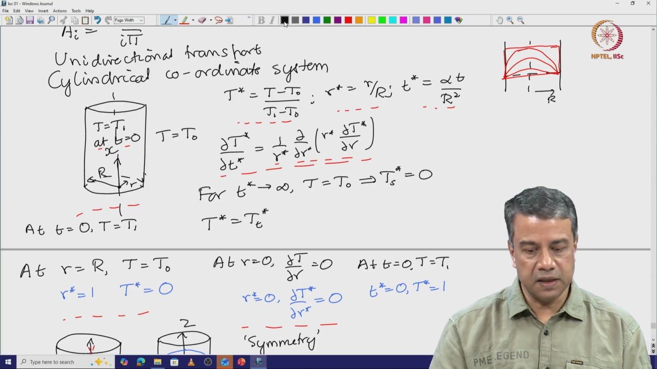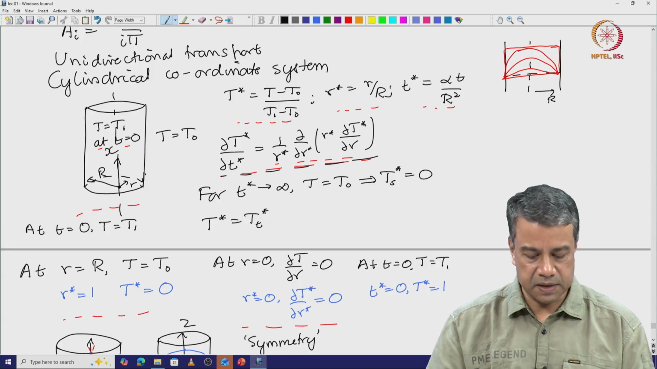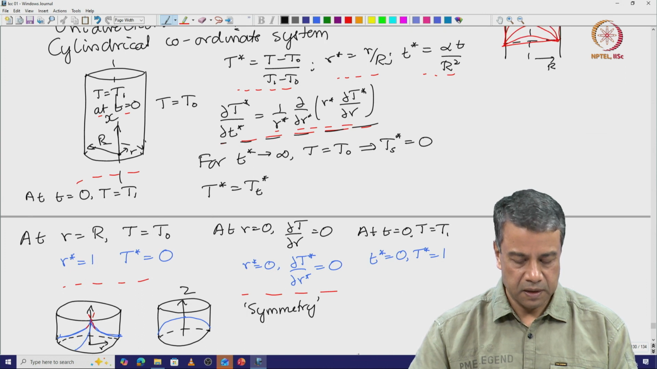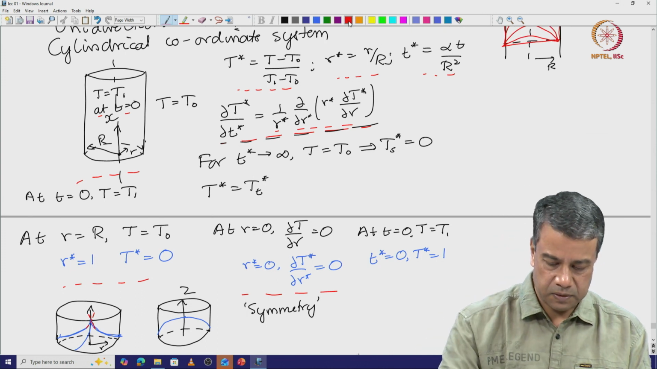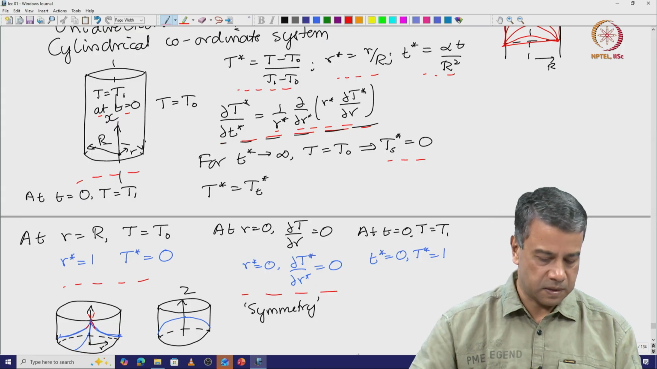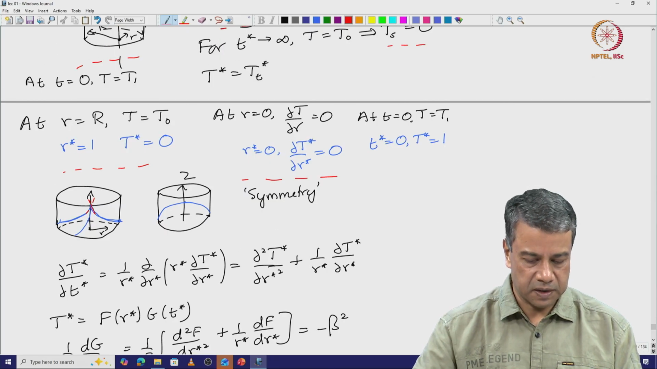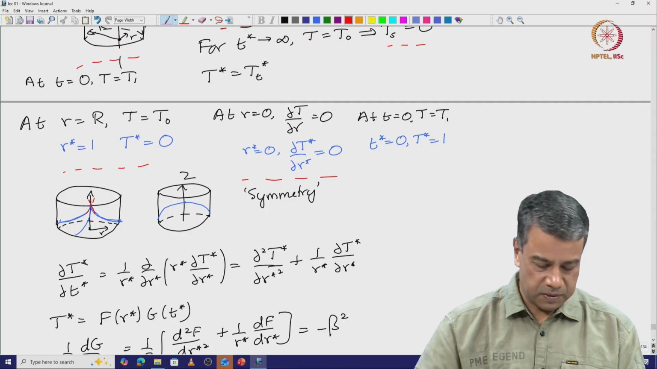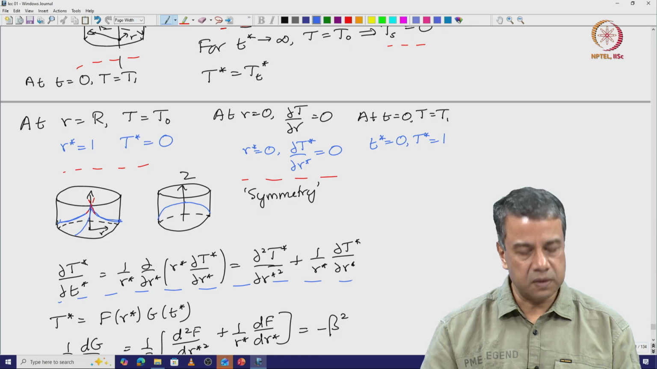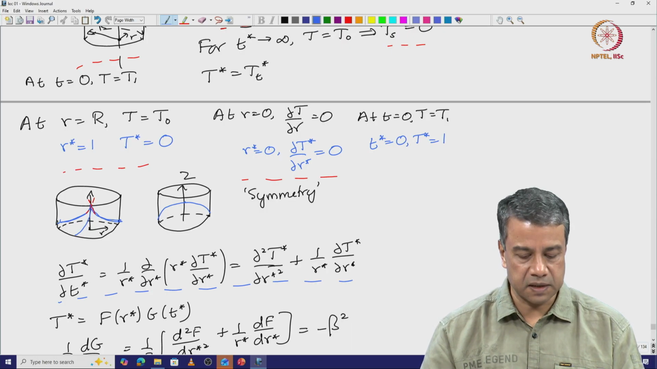So, in terms of the scaled equations, this is the result. Partial of T star by partial t is equal to 1 by r d by dr of r partial T star by partial r. Steady temperature is identically 0 when scaled. Therefore, the temperature field is equal to the transient part, and we had looked at a solution for the transient part. So, this is the governing equation, expanded out, in terms of the transient temperature T star.